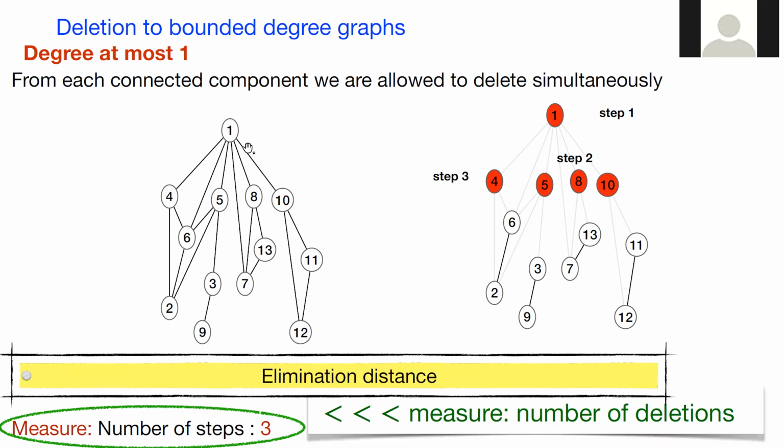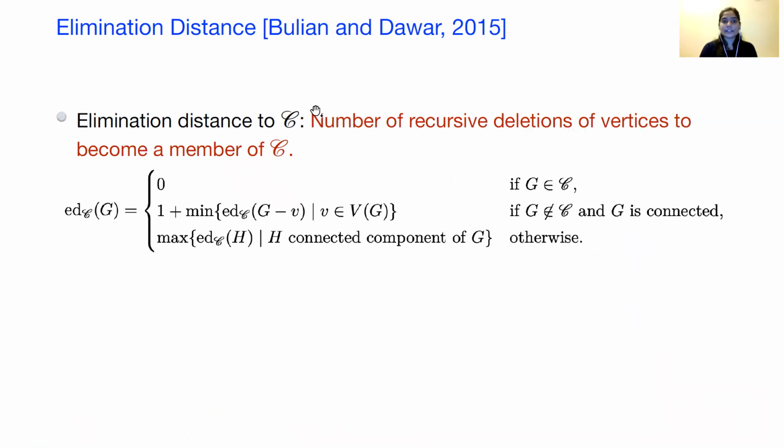This measure is known as elimination distance. It was introduced by Bulian and Dawar. You can consider the definition of elimination distance to a graph class C as the number of recursive deletions of vertices that is required to become a member of graph class C. In other words, if your graph G is already in your graph class C, then the elimination distance is 0. Otherwise, if G is connected, then the elimination distance is 1 plus the minimum, over all vertices V, of the elimination distance of G minus V. And if graph G is not connected, then you take the maximum over all the connected components.